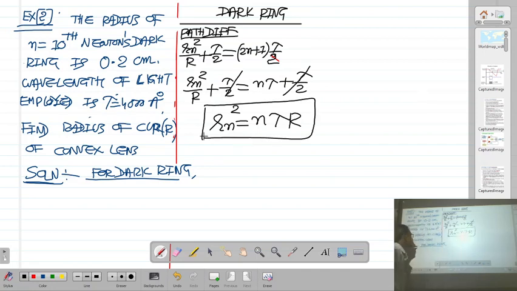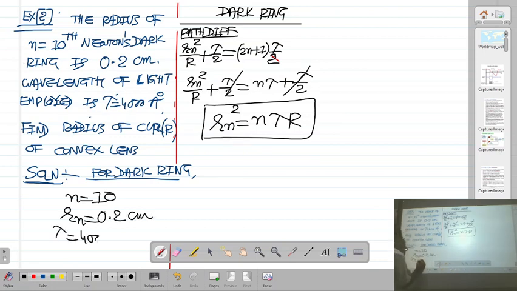Now here in our example we are given the 10th dark ring. So n is 10. The radius of the 10th dark ring is 0.2 centimeter. The wavelength of light is 4000 angstrom. And you are asked to calculate the radius of curvature of the convex lens.